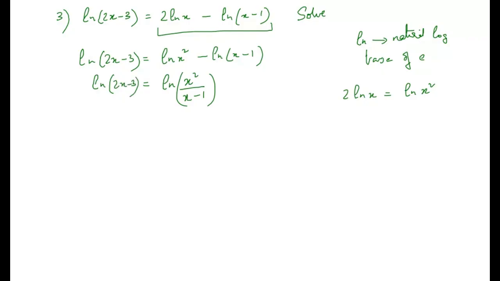Now, the beauty of this is that if you have two logs, log A is equal to log B, so a single log on either side of the equation, and they are both equal to each other. If log A is equal to log B, then A must be equal to B. So we have log 2x minus 3 is equal to log x squared over x minus 1. This implies that 2x minus 3 is equal to x squared over x minus 1.